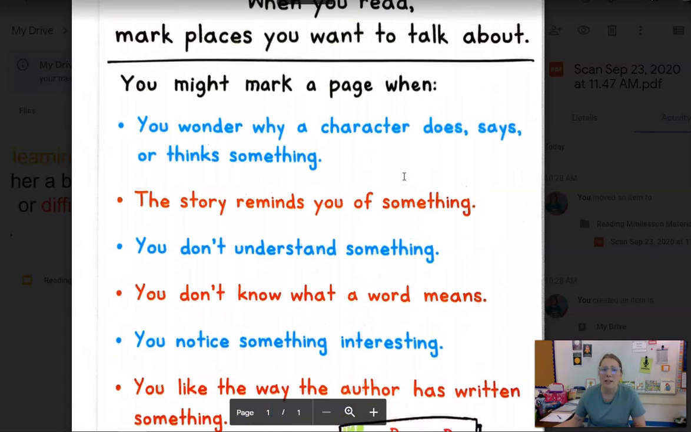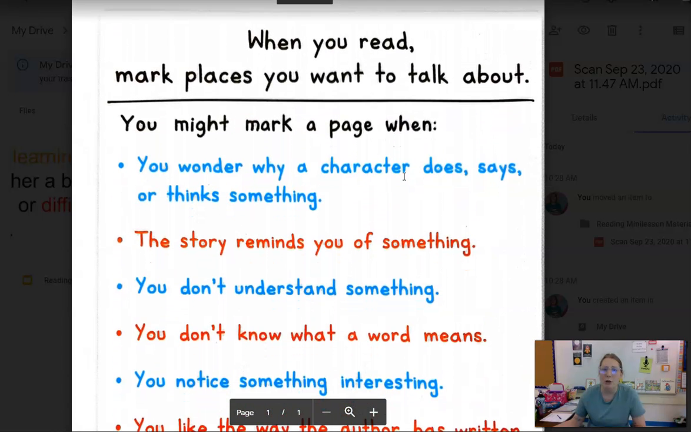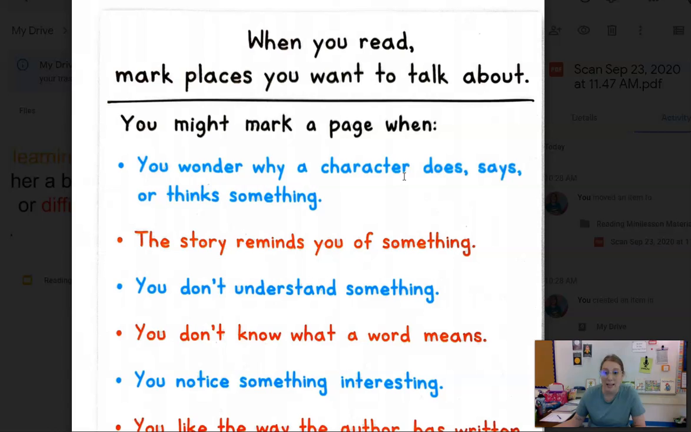So the next thing that I wanted to talk about with you guys is what we could do if we're reading a book digitally. Because if we're reading a book in our hands, if it's a book that we can hold, we could use sticky notes to mark our spots. However, what do we do if we're reading a book on our computer or our iPad? So the way that I would recommend marking places you want to talk about on an iPad or a computer is to have either sticky notes or a notebook nearby.